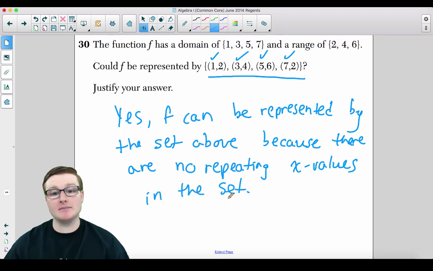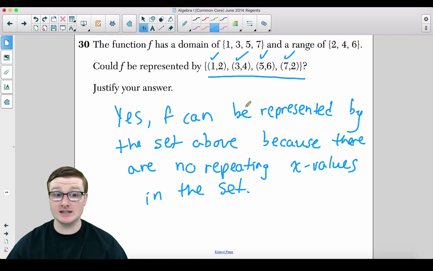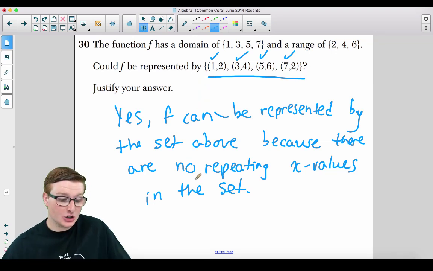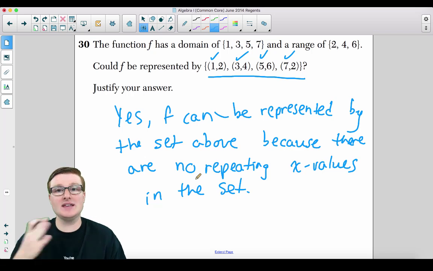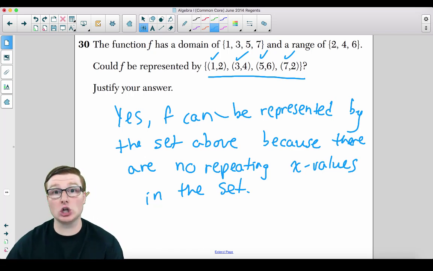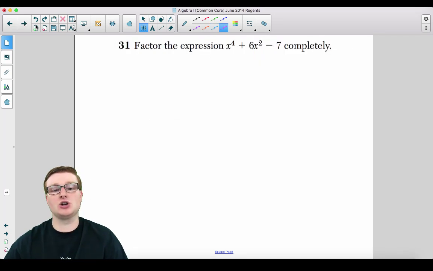And that's all you need to write, because if all these x values, in this case 1, 3, 5, 7, are non-repeating, f could be a function because it passes the vertical line test. Now, your answer could be any one of those. It could be this, or you could say because it passes a vertical line test, either one of those is perfectly fine. Moving on to question 31.